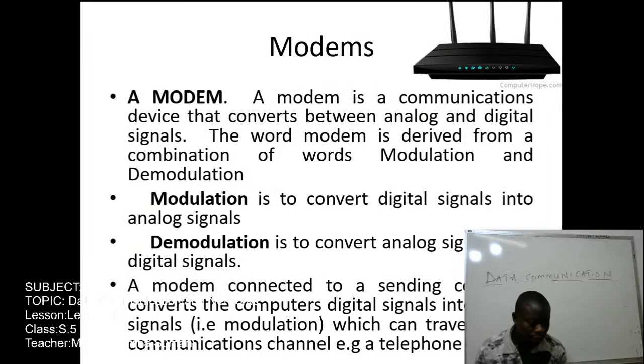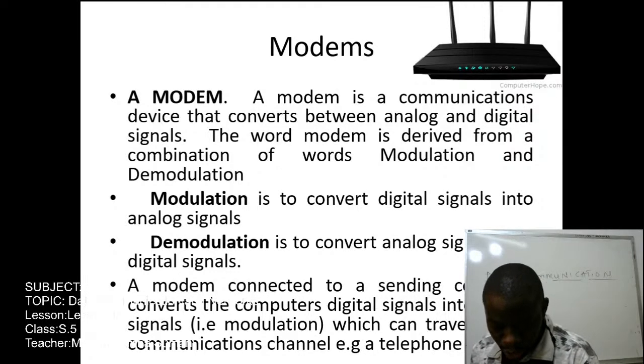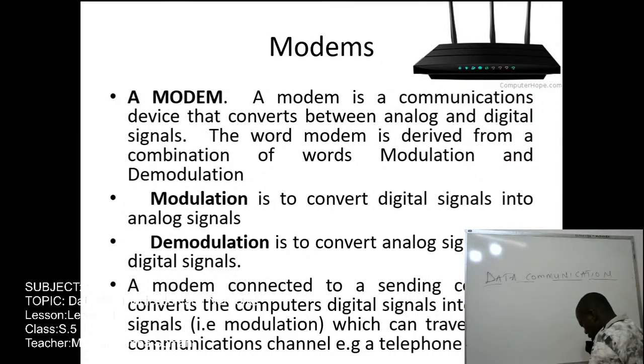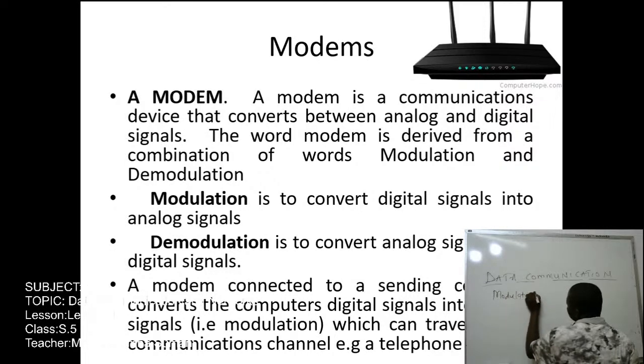What is a modem? A modem is the communication device that converts between analog and digital signals. The word modem has two components. It comes from two words, modulation and demodulation. Two words are combined to form the word modem. The first one is called modulation and the other is called demodulation.